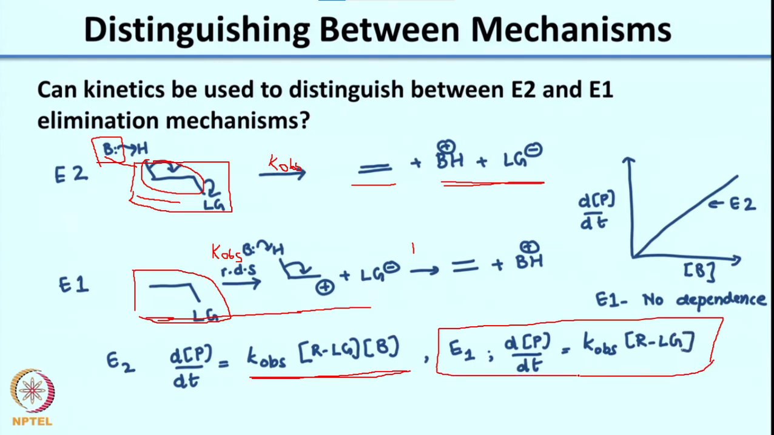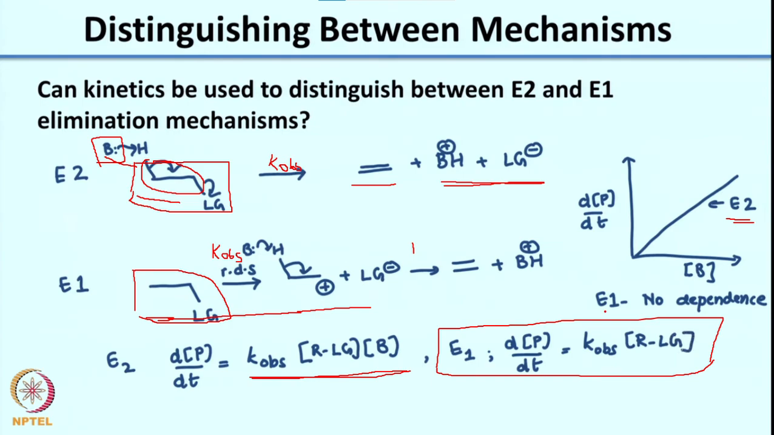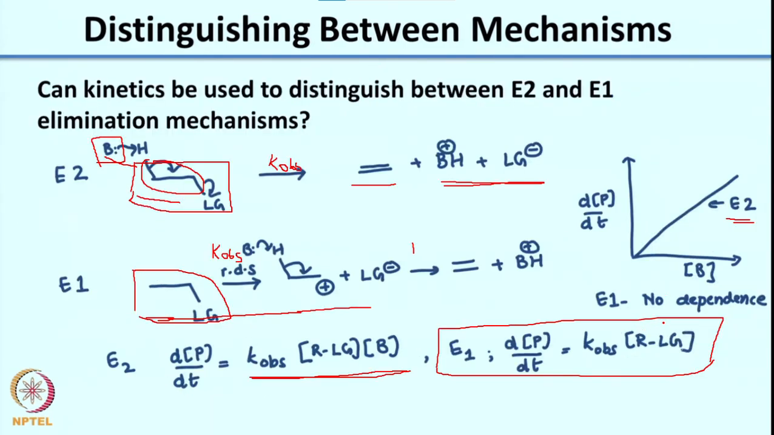Right. So this is the rate equation for E1 elimination reaction. Now you can see the graph again. This is the E2 elimination reaction graph, which is similar to SN2 here, right? And this is the E1 graph we have not drawn here. It will also look like the SN1 reaction, this one straight line. That means there is no dependency on base concentration.